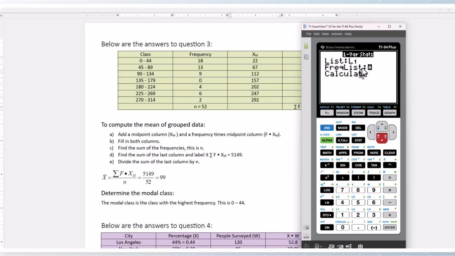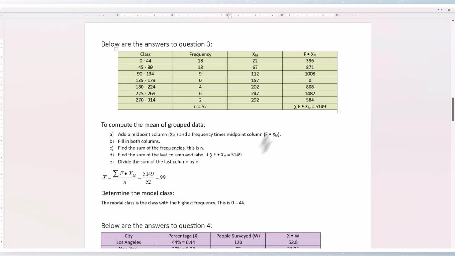Frequency list should have L2. So we press second 2 to insert L2. Then we go down and calculate, hit Enter. The mean is 99.01. If we round to one decimal place, we get 99. So that's an alternate way of calculating the mean.